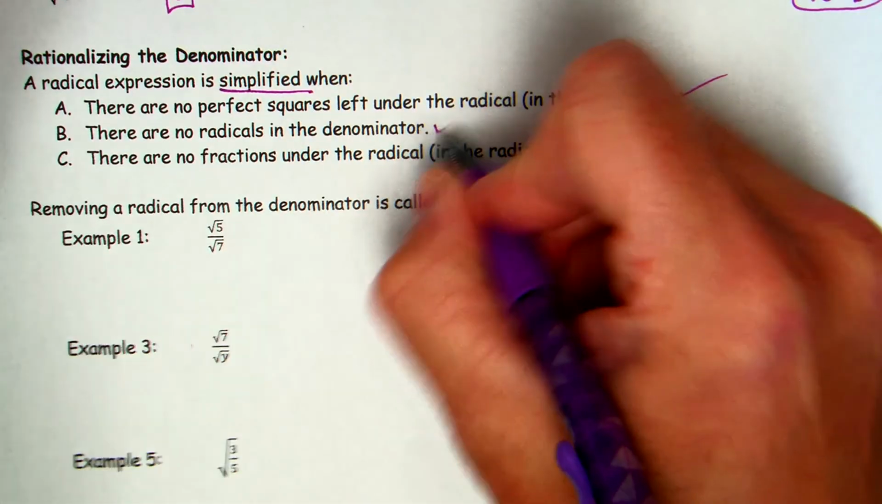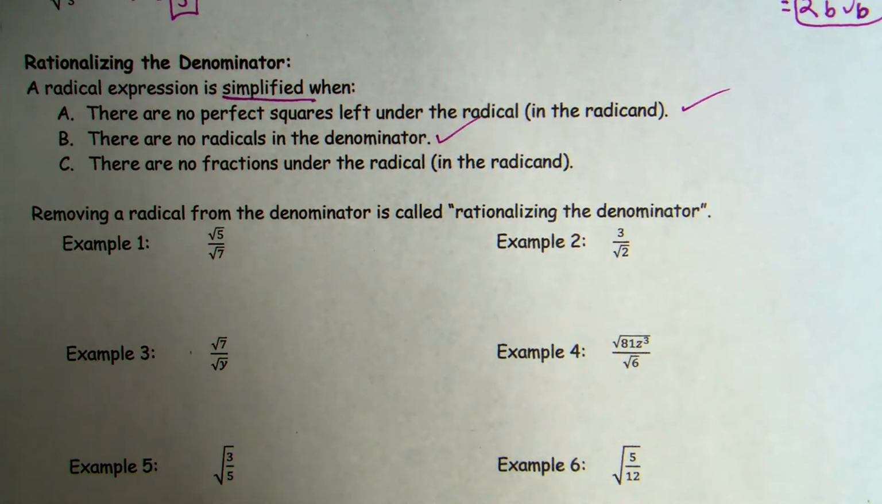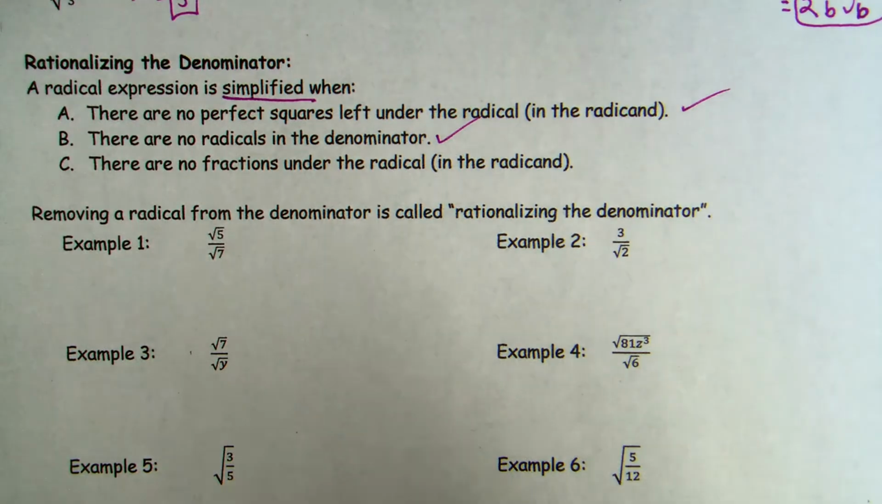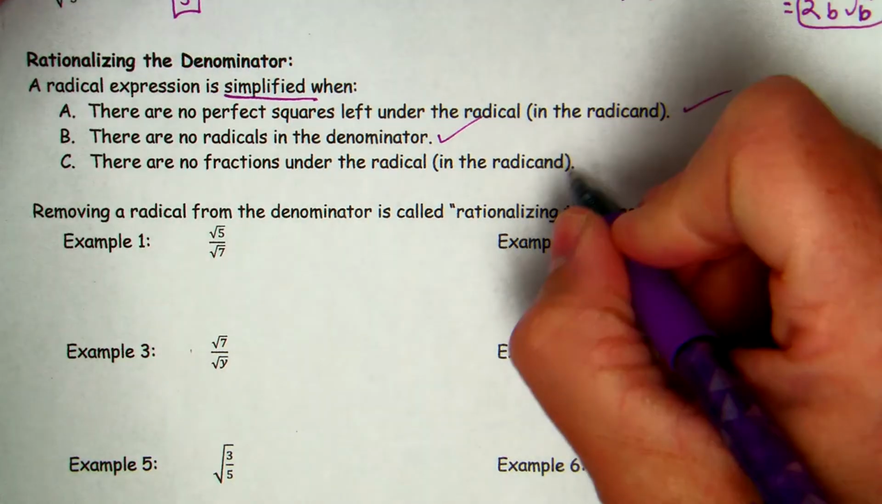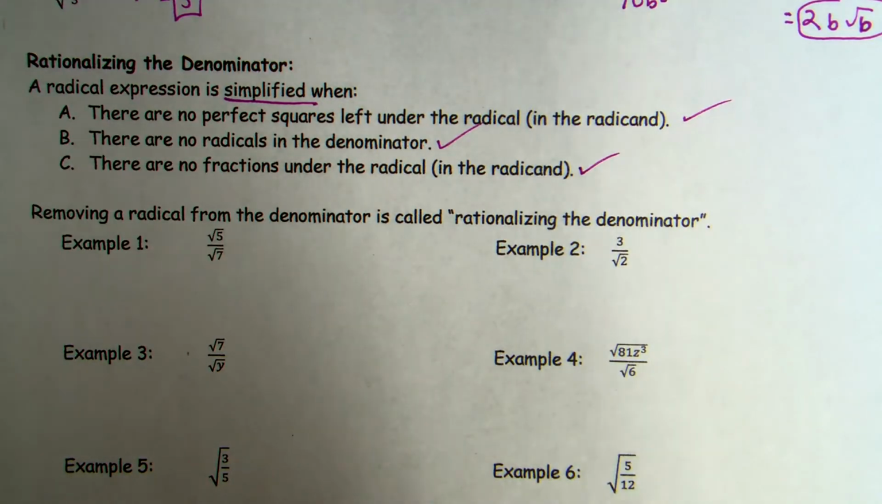Rule number 2 is a new one. You cannot have radical expressions in your denominator. Radical expressions in the denominator are very difficult for us to work with, so we make a point of eliminating those. Lastly, rule number 3, you are not allowed to have a final answer that has a fraction underneath your radical, or in the radicand, according to technical terms.